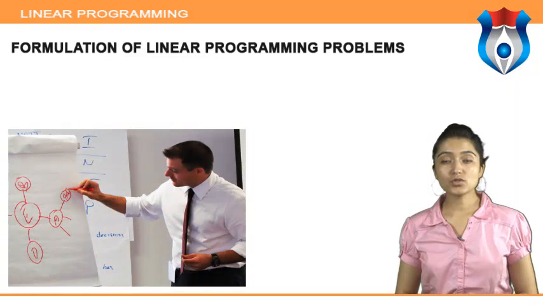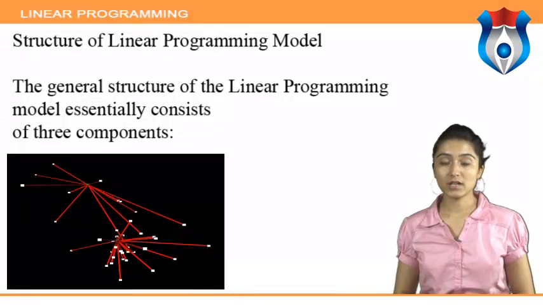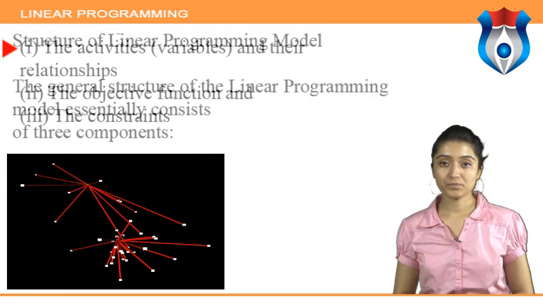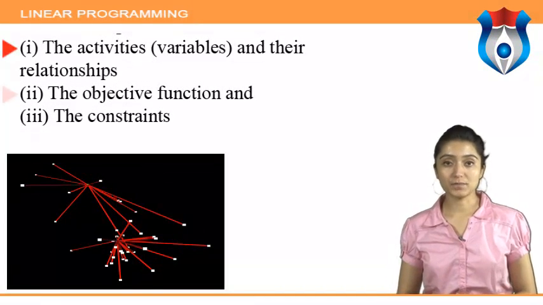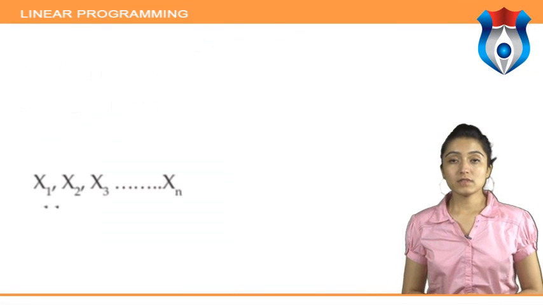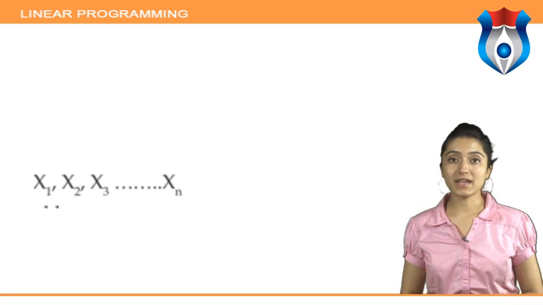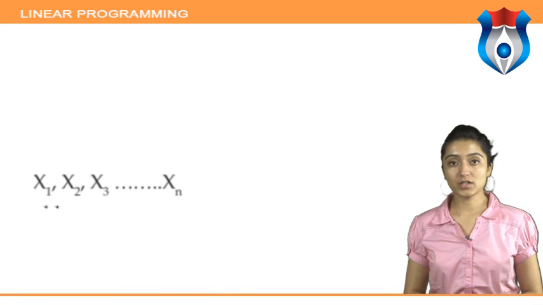Students, let us now talk about formulation of linear programming problems. Structure of linear programming model. The general structure of the linear programming model essentially consists of three components: the activities, variables and their relationship, the objective function, and the constraints. The activities are represented by x1, x2, x3, up to xn. These are known as decision variables.